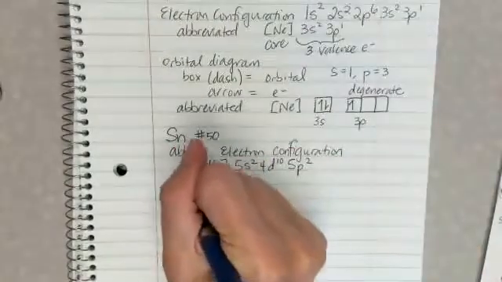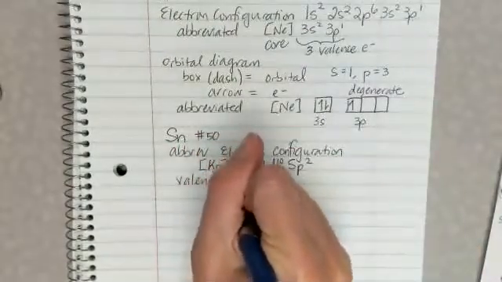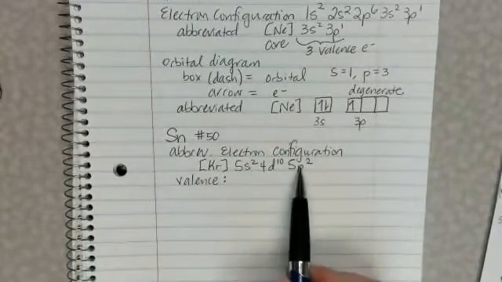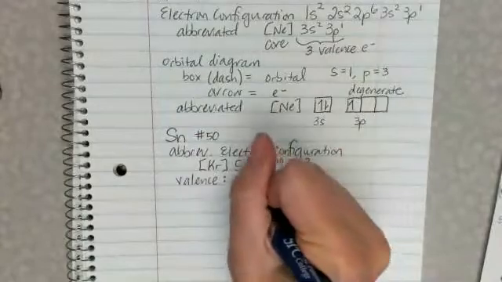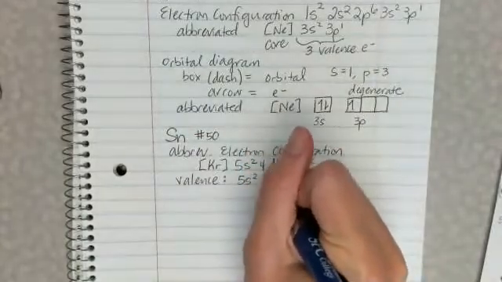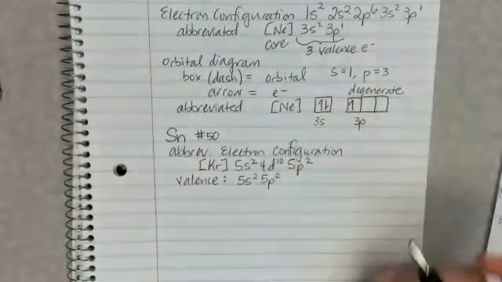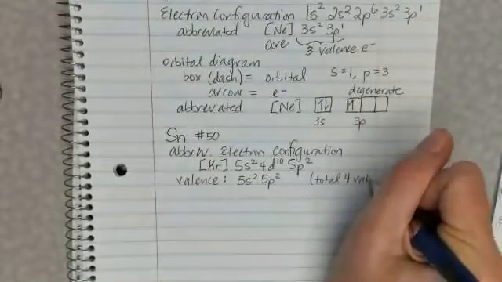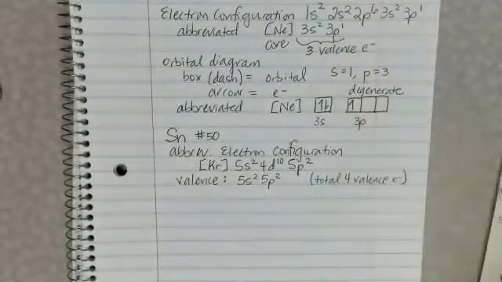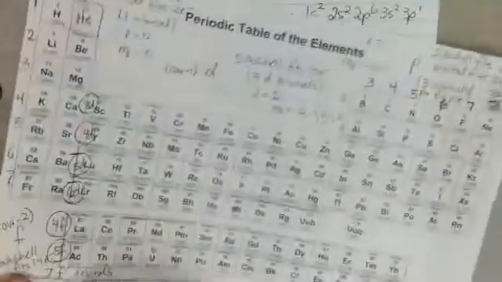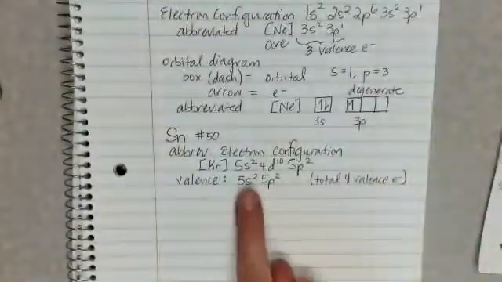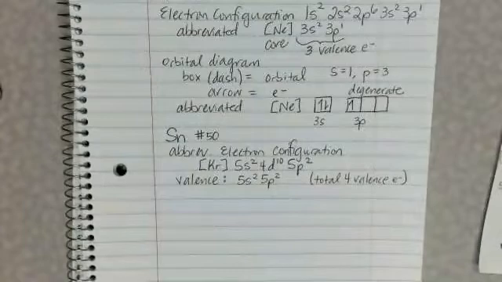Technically, when I'm looking at just the valence electrons, remember the valence electrons are just those in the highest occupied shell. So I would only take the 5s and the 5p. So the valence electrons here would be the 5s2 and the 5p2. So there's a total of 4 valence electrons. If I did my group numbers right, if I go back to my periodic table, Sn is in group 4, right? And so that makes sense. There's my 4 valence electrons, 2 plus 2 is 4.